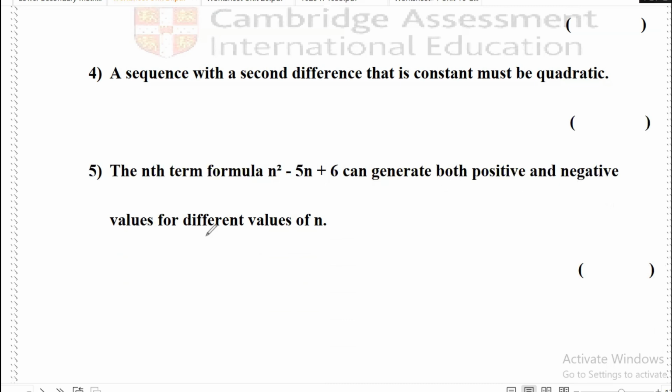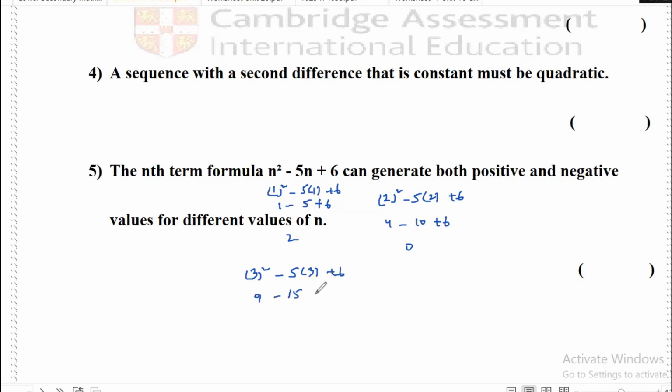Fifth one: the nth term formula n square minus 5n plus 6 can generate both positive and negative values. So you can check a few values so that you come to know whether it is positive only or negative also. If you check at 1, 1 square minus 5 into 1 plus 6, it gives me 1 minus 5 plus 6, so 2. If I check at 2, 2 square minus 5 into 2 plus 6, so 4 minus 10 plus 6, that gives me 0. If I check at 3, 3 square minus 5 into 3 plus 6, 9 minus 15 plus 6.